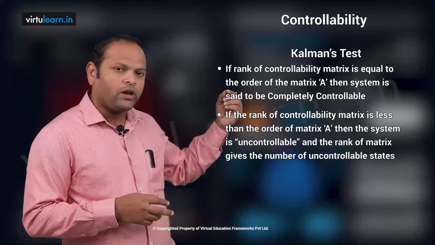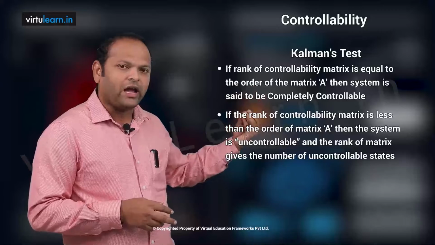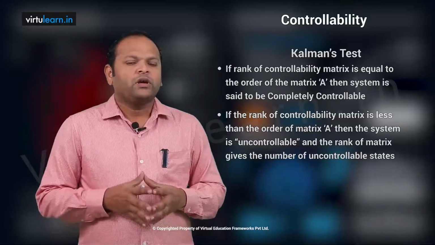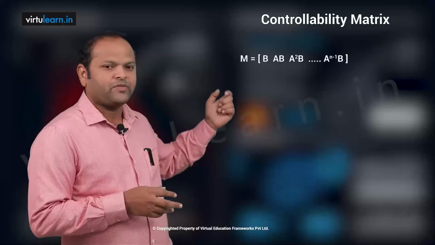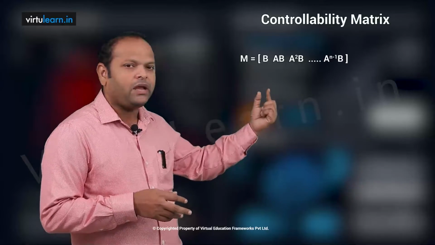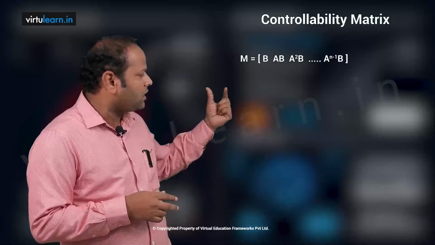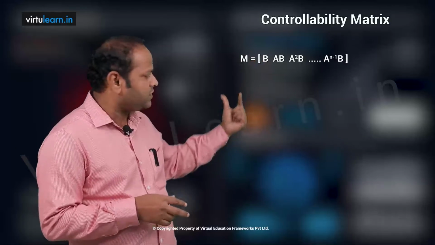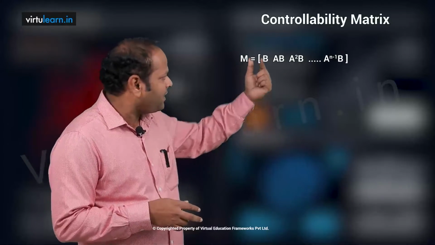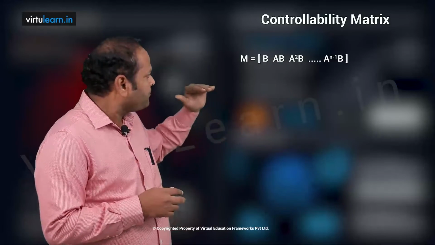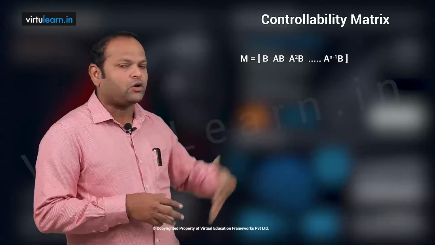If it is not equal, the rank we have gives that many states which are controllable, and the rest are uncontrollable. So what is the controllability matrix? With the help of the A and B matrices, we can write the controllability matrix M. M is B, AB, A squared B, and so on up to A to the n minus 1 times B. That means you take the B matrix, then multiply AB and concatenate here, again concatenate A squared B, and so on. So you get the matrix M, which is called the controllability matrix.